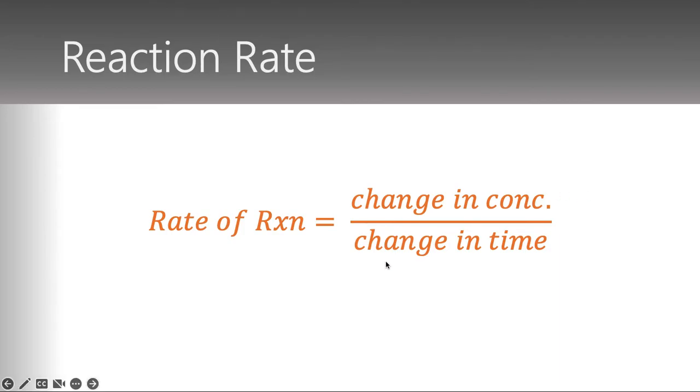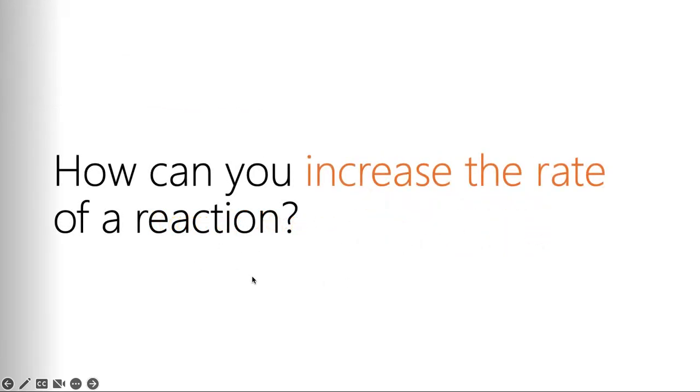Now, how do I speed up the rate of a reaction? The rate of a reaction is given as the change in concentration over change in time. For the denominator, if it stays the same, the only way I can increase the rate is to change the concentration. If I increase the concentration without changing the time, the rate of the reaction will increase because I get a larger numerator for the same denominator, which will increase this number here, which makes sense, right?